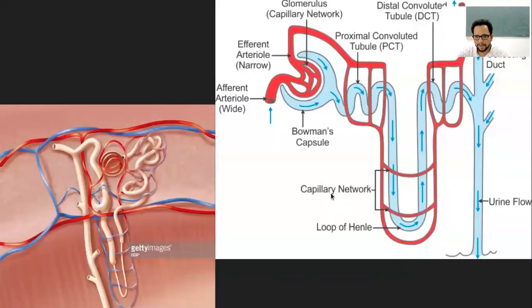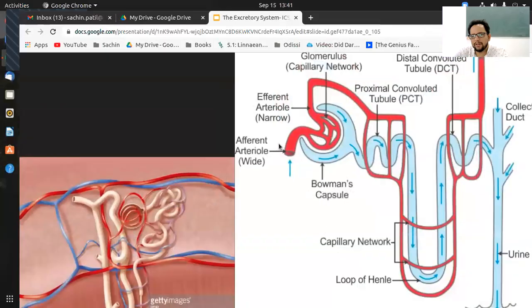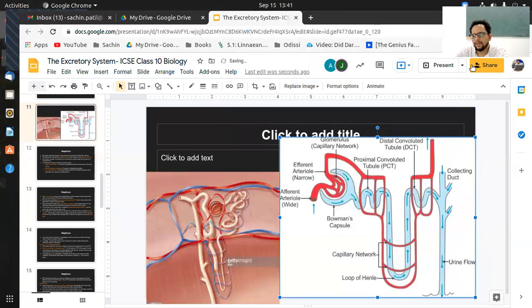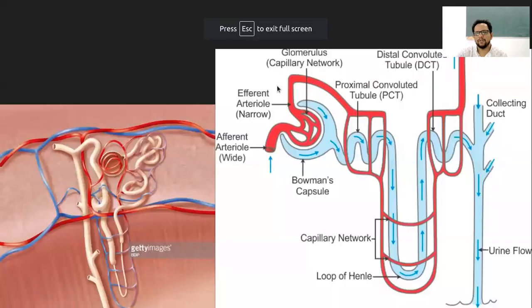So let me go back to the diagram here. This is the diagram of the nephron that you can see here. This particular part, which is shown as a capillary network within this C-shaped structure, is called the glomerulus. You can see it probably on the top. I guess I will have to put it down. Yeah. Now you should be able to see. So you can see the name glomerulus, which is the capillary network.